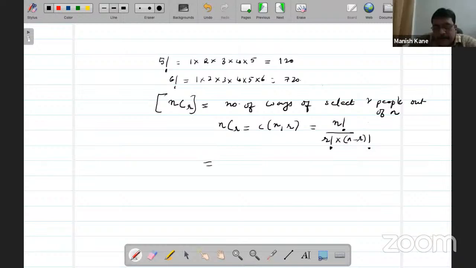So if we have something like 5C2, then we'll calculate it as factorial 5 upon factorial 2 into factorial 5 minus 2, that is factorial 3. And how will you solve it? 5 into 4.